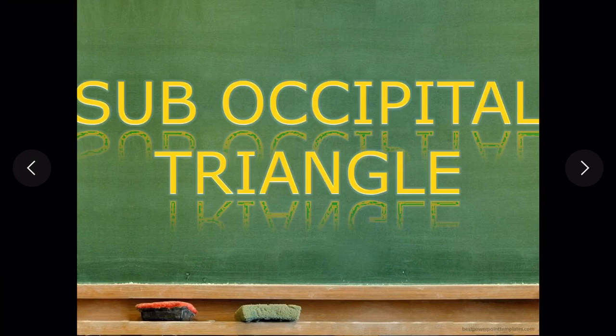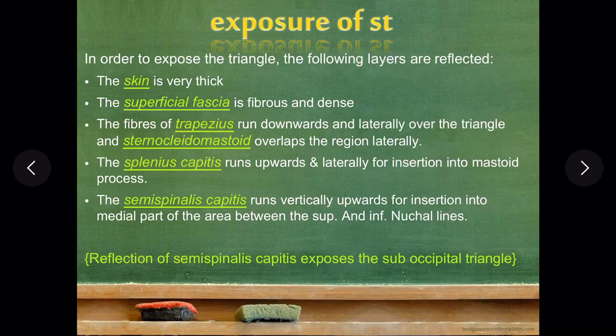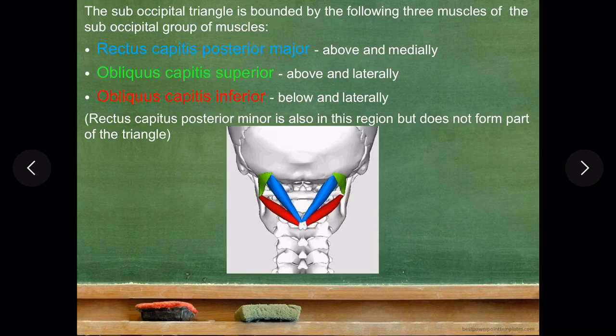Now the suboccipital triangle. The suboccipital triangle is a muscular triangle present deep in the suboccipital region, on each side of the midline of the neck. It is bounded by three muscles included in the suboccipital group. To approach this triangle, you have to dissect the skin, which is very thick. The superficial fascia is fibrous and dense. Then you can see the trapezius and sternocleidomastoid. You have to cut down the splenius capitis and semispinalis capitis, and reflecting the semispinalis capitis exposes the suboccipital triangle.